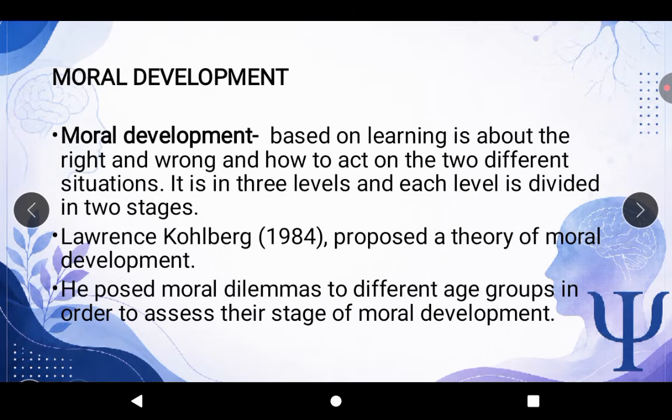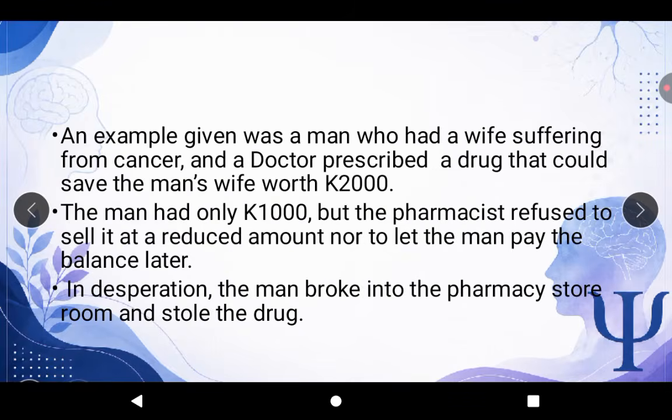So when you're dealing with a moral dilemma, you're just trying to understand the differences that exist between how a certain person should behave in relation to what is right and what is wrong. Those conflicting ideas about how a person should behave morally, that is what is known as a moral dilemma. Okay, so here is an example.